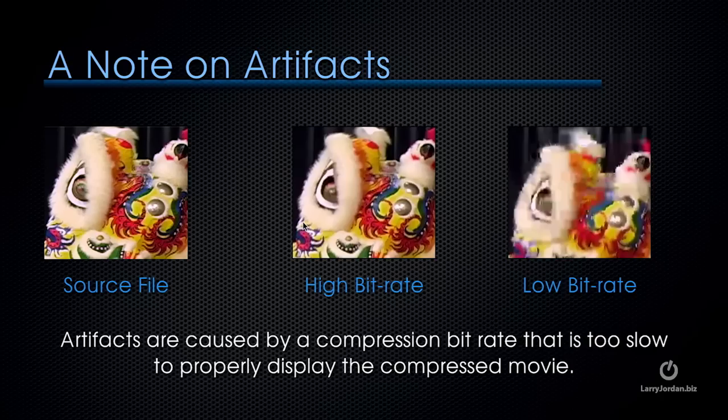Why? Because the way that compression works is if the bitrate is not fast enough to compress individual pixels, it compresses groups of pixels in what's called a superblock. 4 pixels across by 4 pixels, or 16 by 16, or 64 by 64, and it assigns one color value and one grayscale value to that entire block of pixels. The good news is it's extremely efficient. The bad news is you lose all of your edge detail. So artifacts are caused by a compression bit rate that is too slow to properly display the compressed movie.